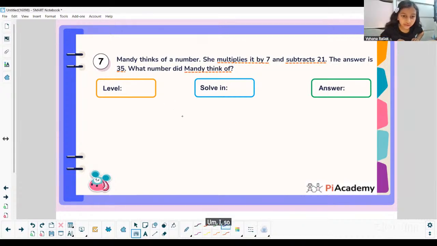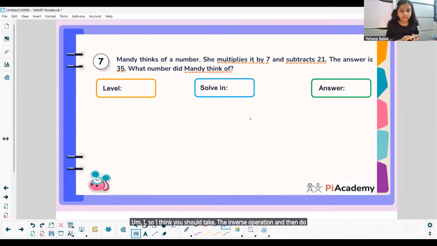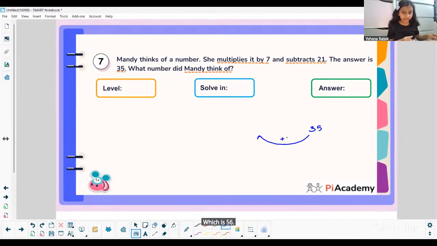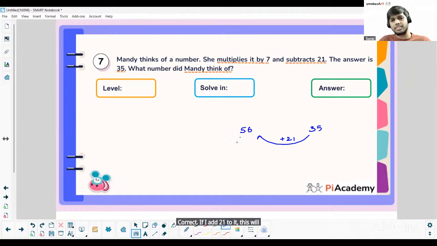I think you should take the inverse operation and then do 35, because it says subtract 21. You add 21, which is 56. Correct. If I add 21 to it, this will be 56. After that, I know here I am going to multiply it by 7 to get 56.